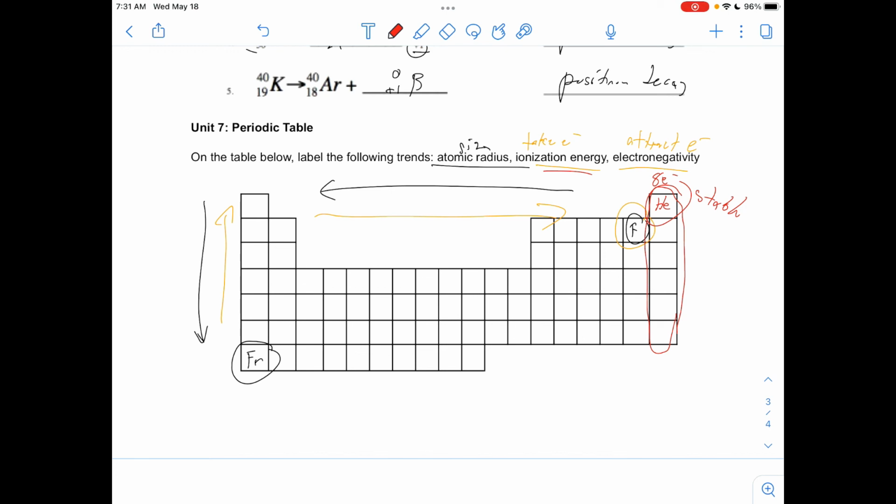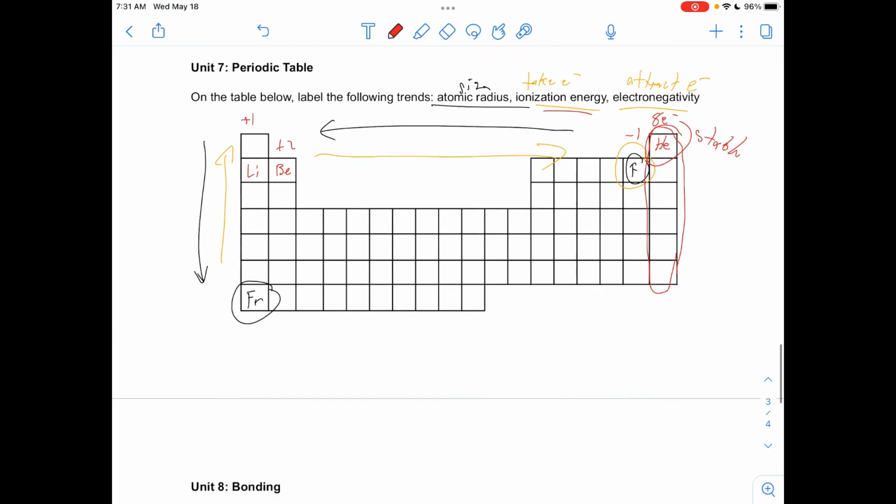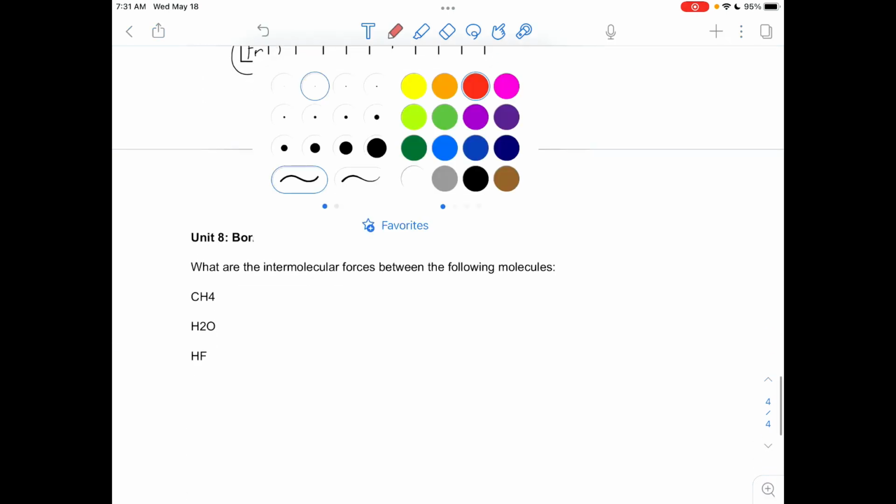And again, all the elements want to become like these noble gases. So they're either going to give away electrons, like lithium will give away an electron. It has 1 valence electron, so if it gives it away, it'll become like helium. That's why its charge is +1, because it usually gives away 1 electron. Beryllium's group is +2 because it gives away 2 electrons. Fluorine's column is -1 because it wants to take 1 electron to become like a noble gas.